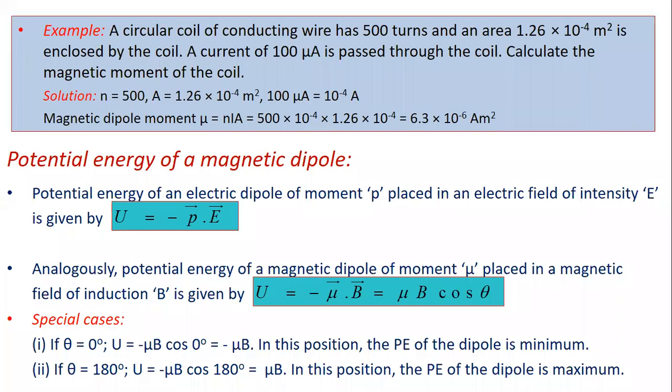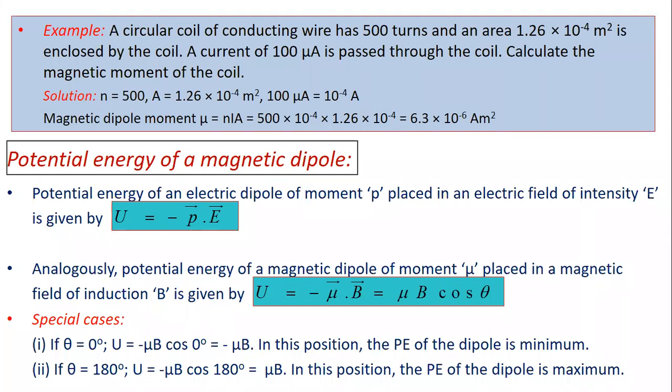Today we start the article potential energy of a magnetic dipole. In case of an electric dipole, the potential energy of an electric dipole moment P in an electric intensity E is given by this formula: minus P bar dot E bar.